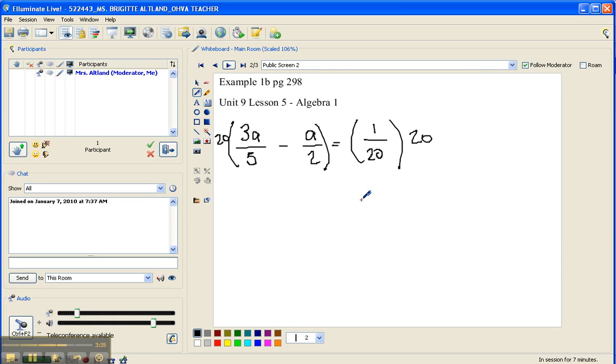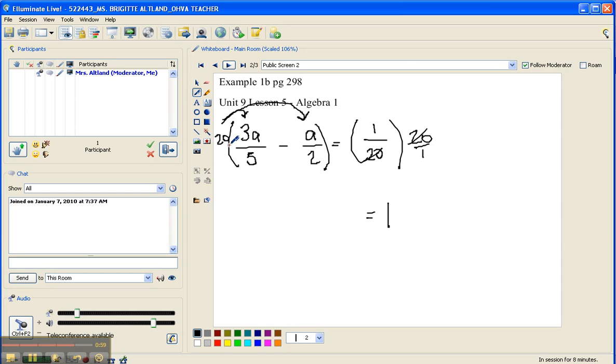I'm going to start with the right side first because it's the easiest. 1/20 times 20, and if you need to think about it, remember 20 to make it a fraction would go over 1. When you do that, the 20s are actually going to cancel each other out. You just get 1, which is much nicer than 1/20. On the left side here, remember we need to distribute that 20. So we're going to multiply each fraction by that 20.